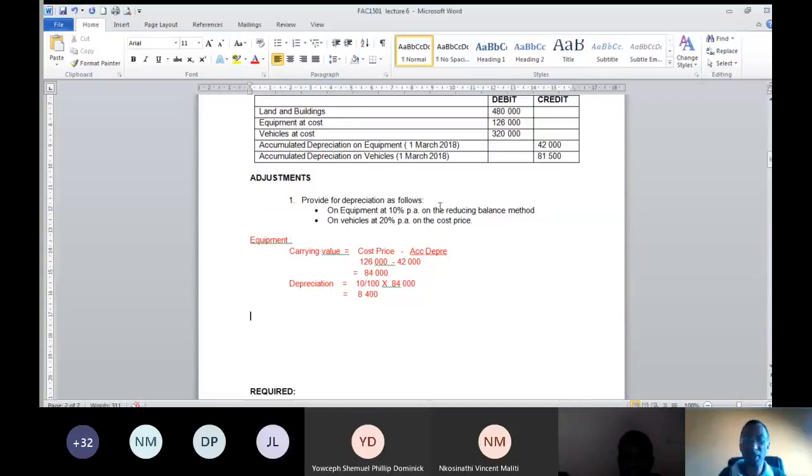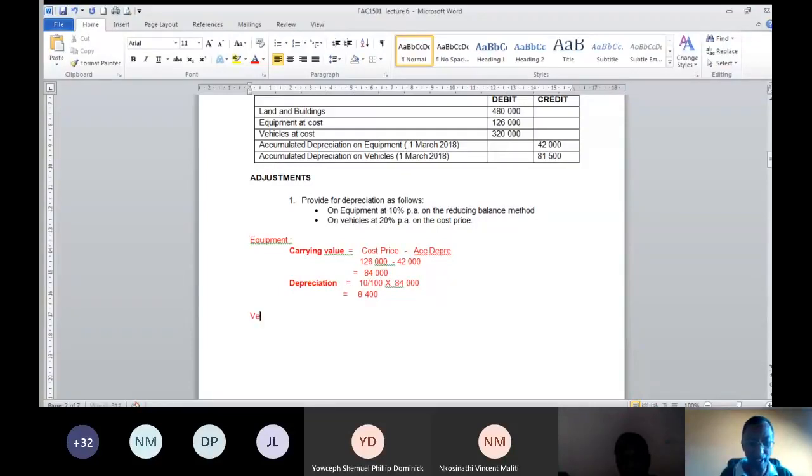So when the adjustment speaks about the reducing balance method or the diminishing balance method, sometimes they call it a carrying value method. First, calculate the carrying value. Now, what is carrying value? Carrying value is cost minus accumulated depreciation. In my example, 126,000 minus 42,000, which is 84,000. Now we can calculate the depreciation amount. To get the depreciation amount, take the carrying value and take then the percentage given on that, and you will calculate your depreciation to be 8,400.